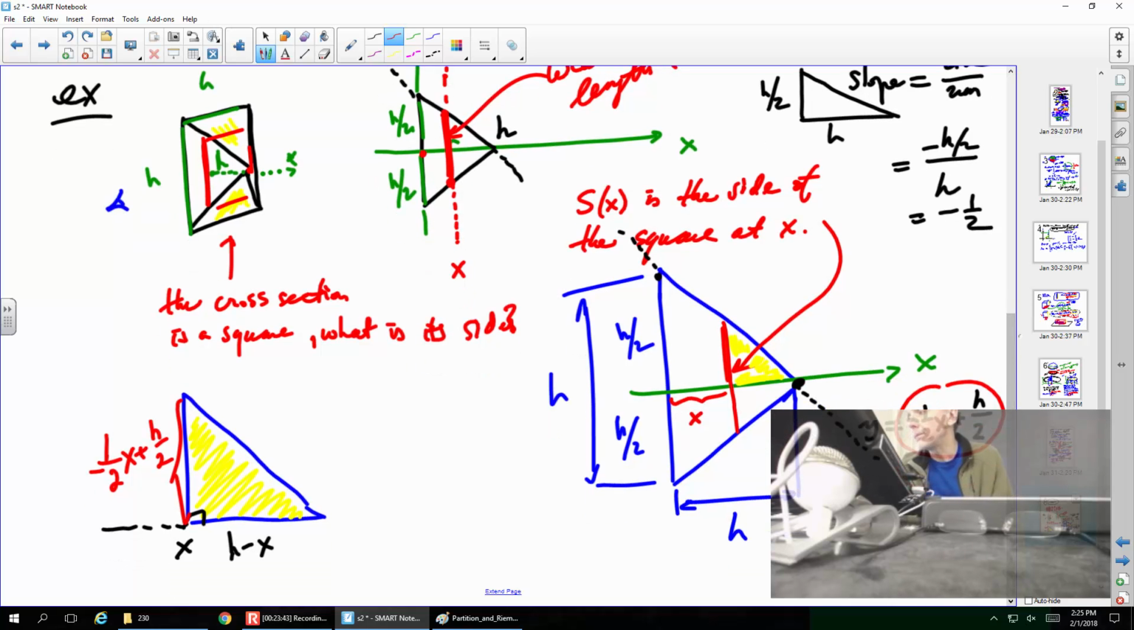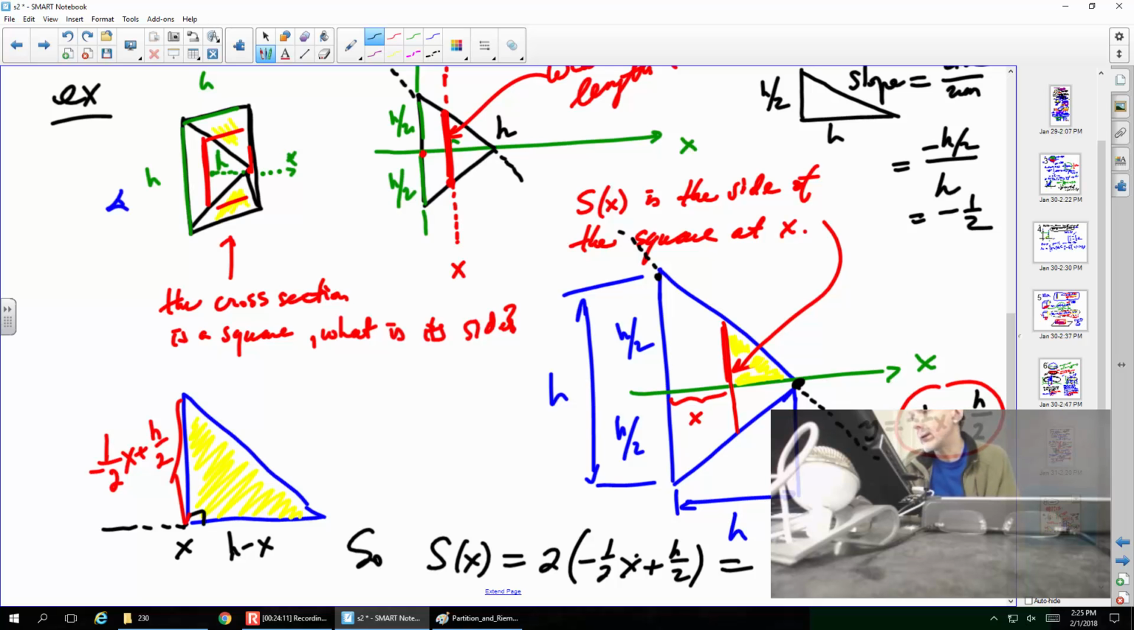So then what's the side? Twice that. Right, look at that red one, and we need the whole thing. We got only half of it above the x-axis, the other half below the x-axis, so multiply by 2. Negative 1/2 x plus h over 2, multiplied by 2, I have negative x plus h, or h minus x, same thing. Okay, so that's my side.